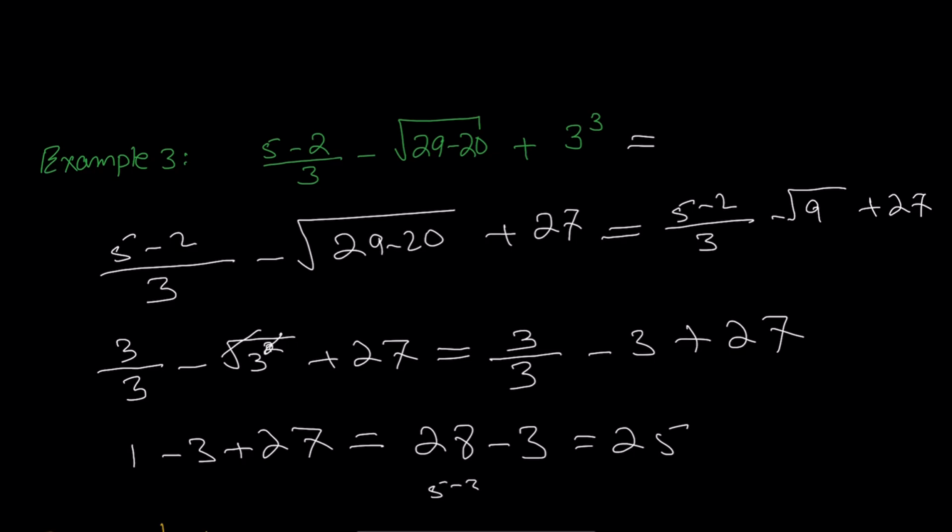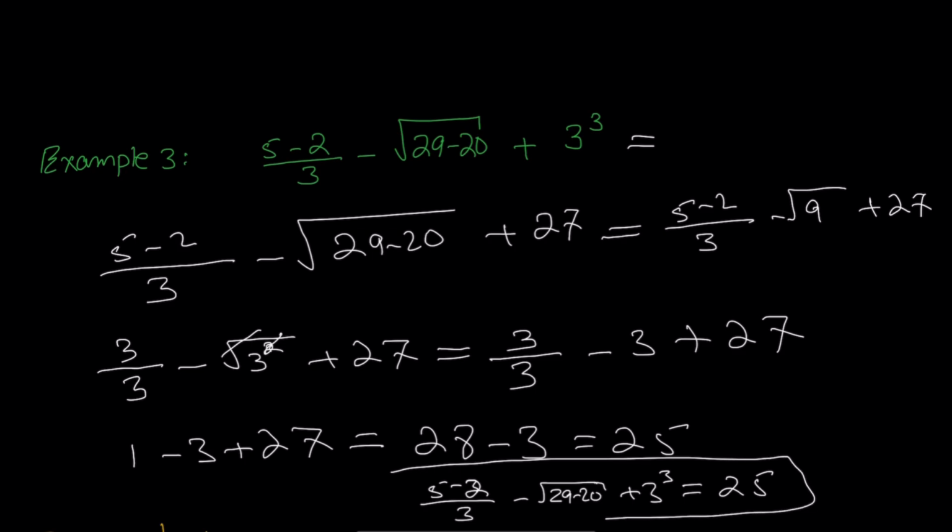5 minus 2 divided by 3 minus 29 minus 20 under the square root plus 3 cubed is equal to 25. So that was our final answer there.